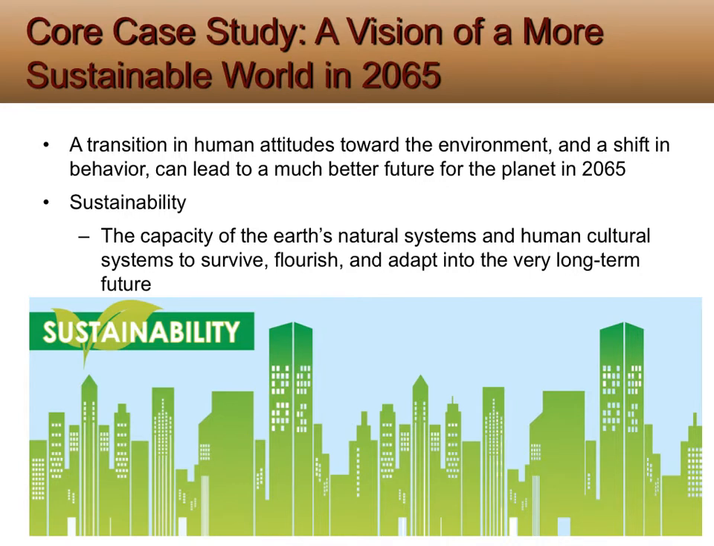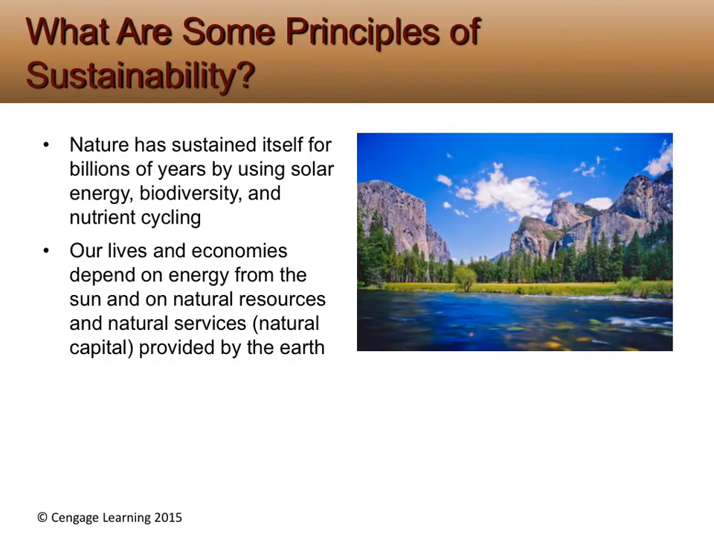Right now, of course, we rely lots on fossil fuels. Well, making the transition from non-renewable resources to renewable resources is essential because we're going to run out of those fossil fuels eventually. As part of this, we want clean air, we want clean water, all part of the sustainability idea. Sustainability is the capacity of the Earth's natural systems and human cultural systems to survive, flourish, and adapt into a very long-term future. Really simply put, we need to save for future generations, and we need to provide for a healthy, clean environment. So what are some principles of sustainability?